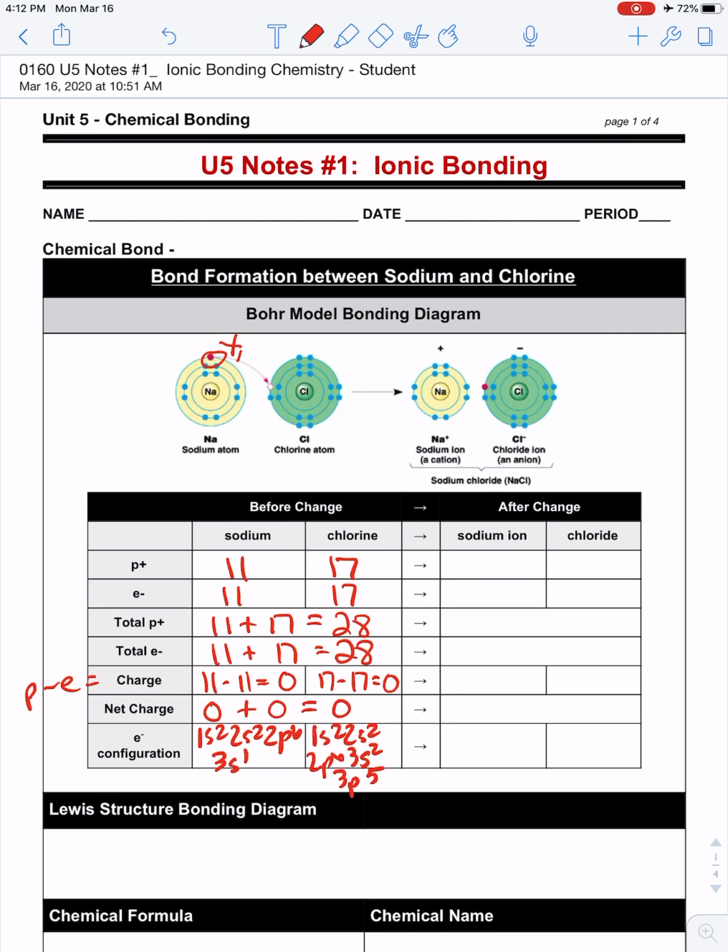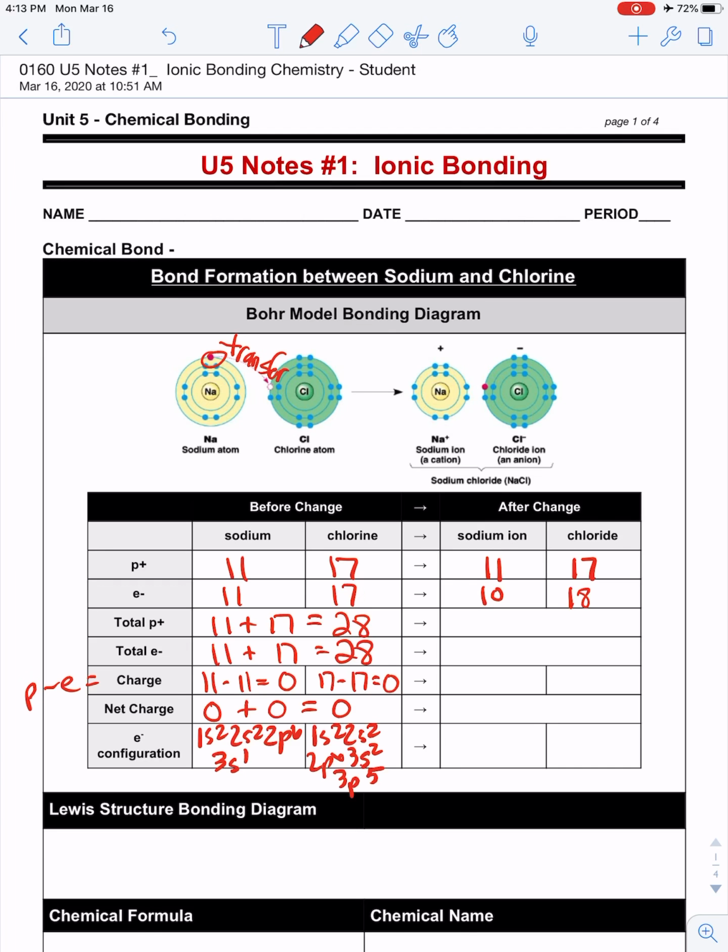This arrow represents transfer, which is the key word when you're talking about ionic bonding. So when that happens, the nucleus is staying the same, so the protons for both atoms will not change. It will still be 11 and 17. The electrons, however, are changing. Sodium lost 1 to reduce its total to 10. Chlorine gained 1 to increase its total to 18.